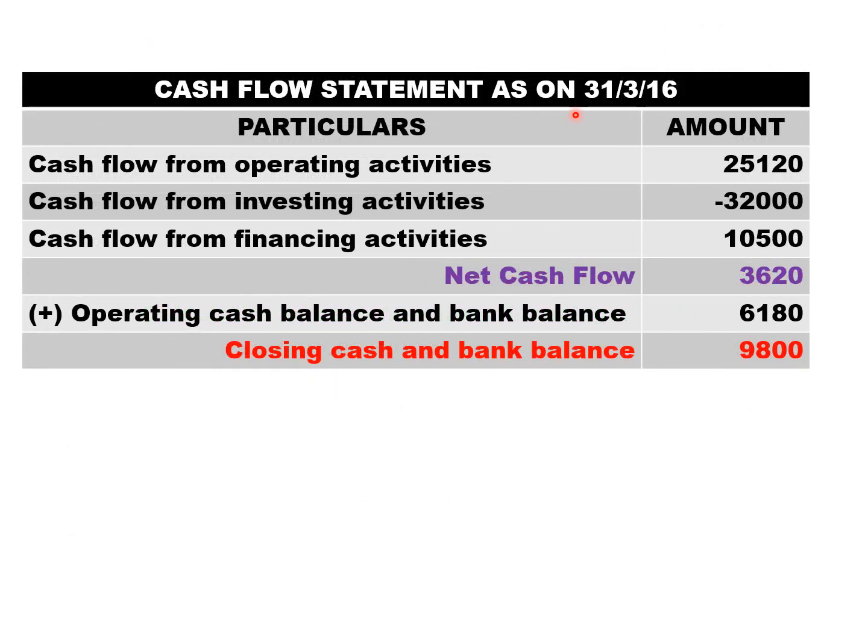Cash flow statement as on 31/3/16. Cash flow from operating activity 25,120. Cash flow from investing activity, it's minus 32,000. Then cash flow from finance activity plus 10,500. So you get net cash flow plus 3,620. Add opening cash, you get the resulting answer given in the question, 9,800 as closing balance.